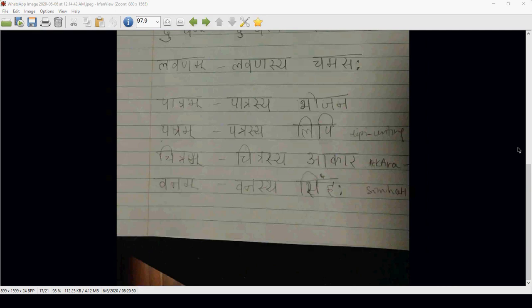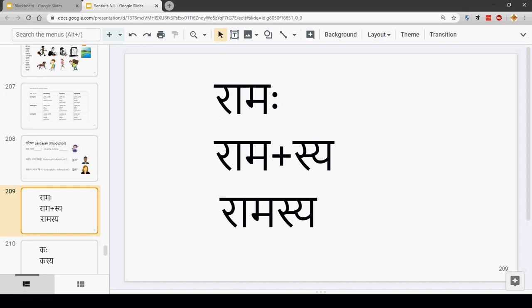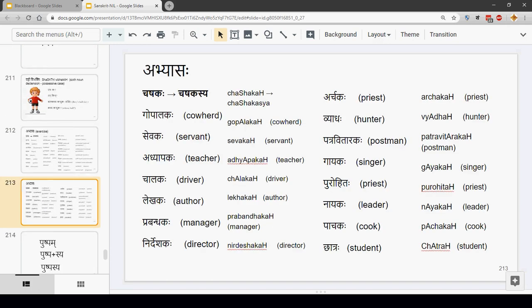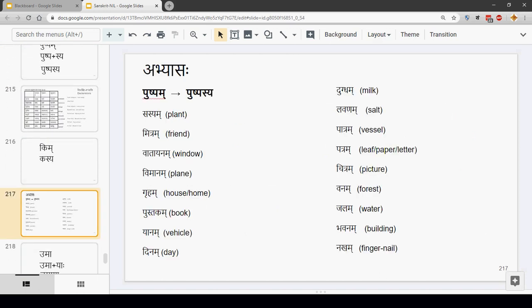Then, bhavanam. Bhavanasya dwaram. Yeah, I wrote that. Then the other one was nakam. And then I had put the varnaha again. Nakasya varnaha. Yeah, that's what I wrote. Nakasya varnaha. Varnaha is the color. Color of the nail. Nakam. So, good.